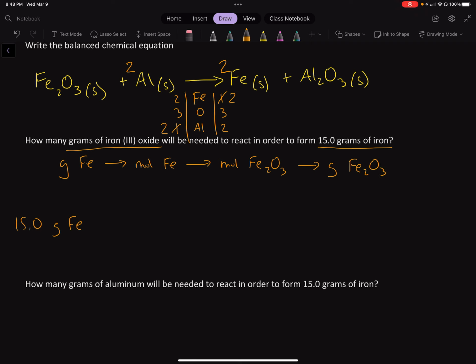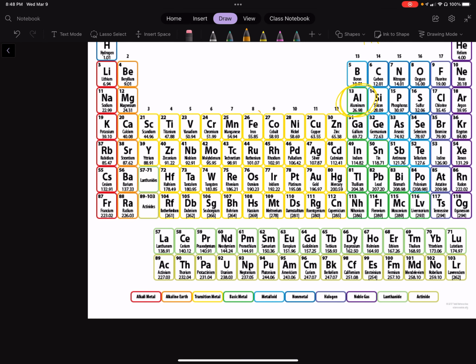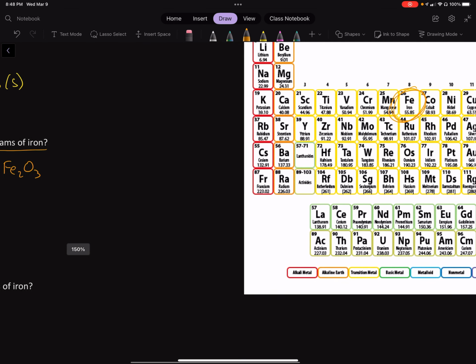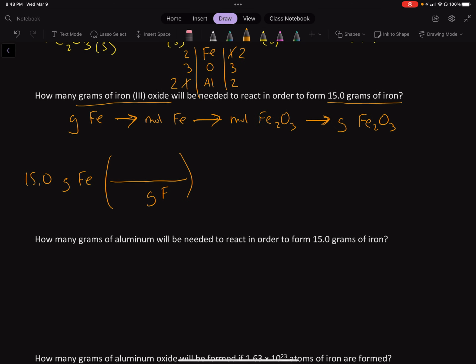All right, so we're going to start off with the 15 grams of iron, and we'll need 3 conversions, which is why I have the 3 arrows there. So first conversion takes us from grams to moles. It's a molar mass that allows us to do that. So we would need the molar mass of iron. So just looking over at the periodic table, iron is right here. It says 55.85. And since we want the grams to cancel, we put that on the bottom. So it's 55.85 grams per 1 mole of iron.